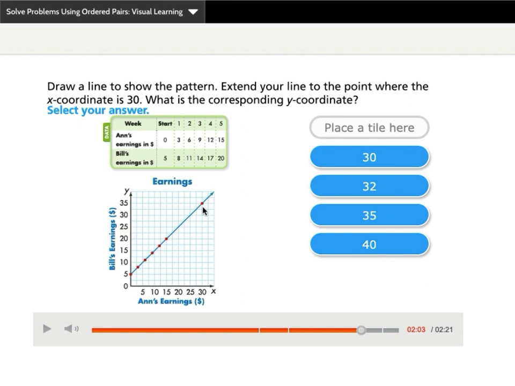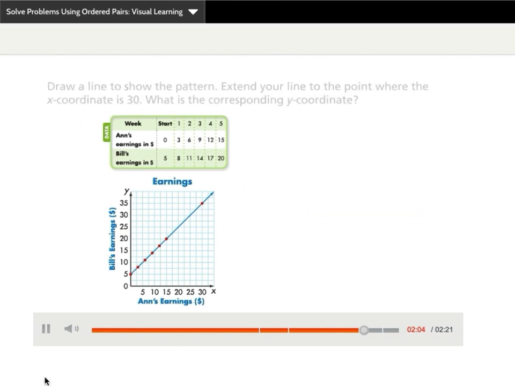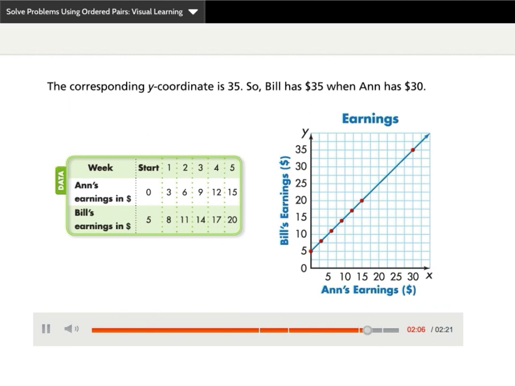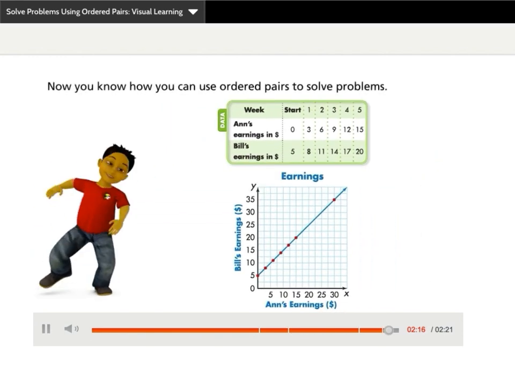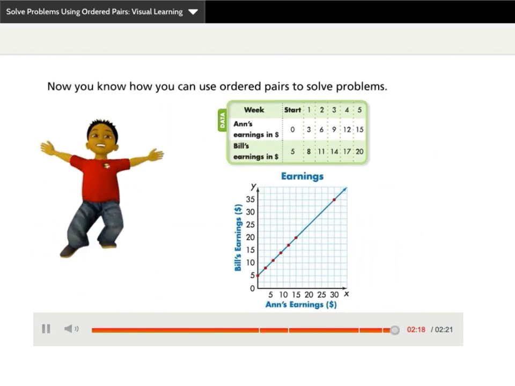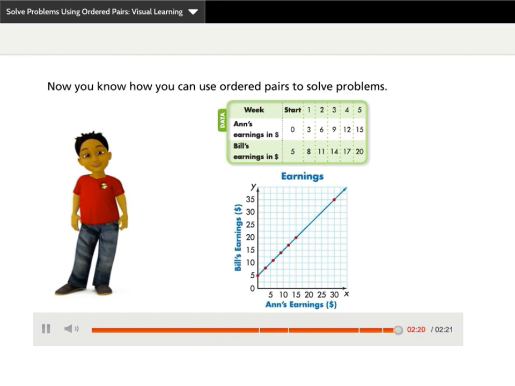Select your answer. The corresponding Y coordinate is 35. So Bill has $35 when Ann has $30. Now you know how you can use ordered pairs to solve problems.